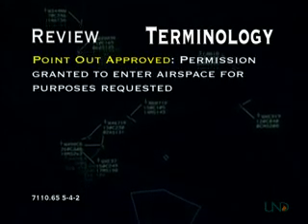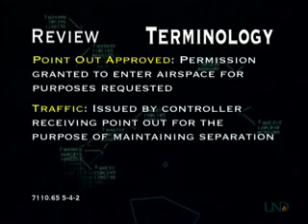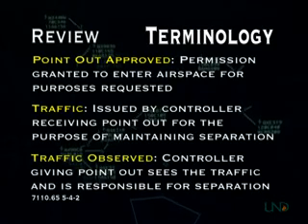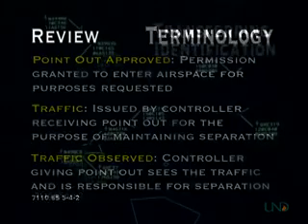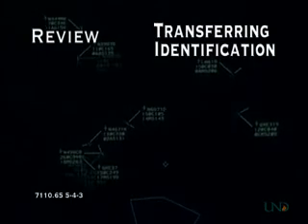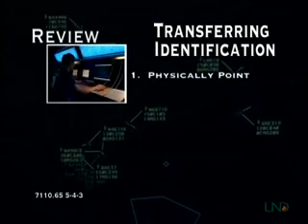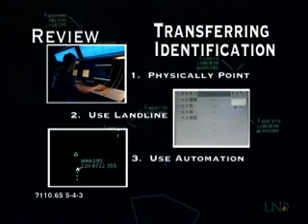enter his or her airspace for the purpose requested in the point out; traffic, which is issued by the controller receiving the point out for the purpose of maintaining separation; traffic observed, which is an indication by the transferring controller that he or she sees the traffic and is now responsible for maintaining separation between that traffic and the aircraft entering the receiving controller's airspace. 3 methods may be used to transfer radar identification of an aircraft: physically pointing to another controller's radar display, using landline communications, and using automated handoff capabilities.